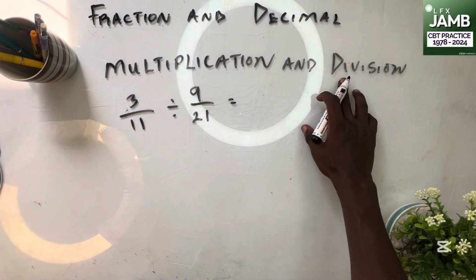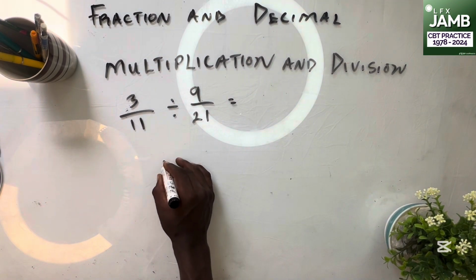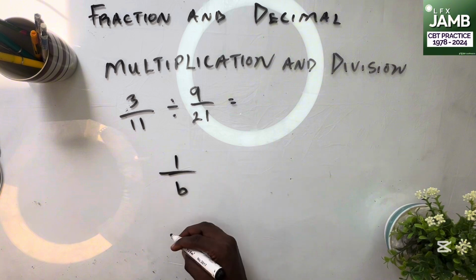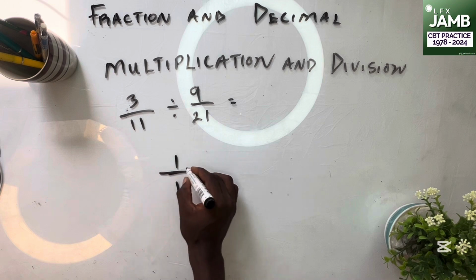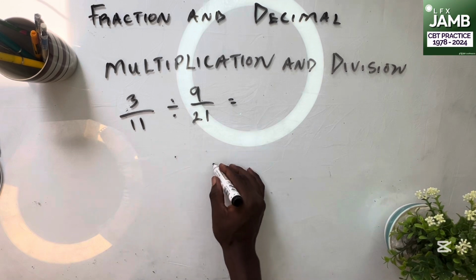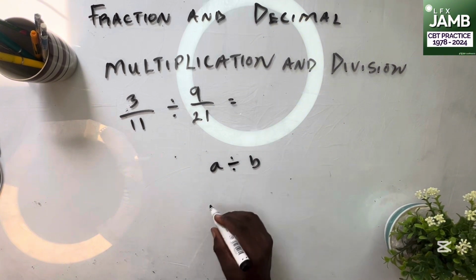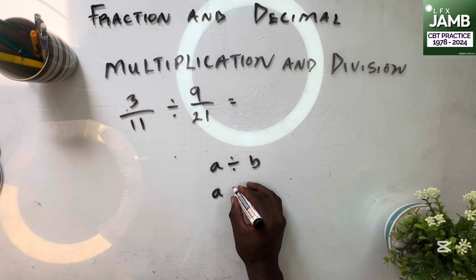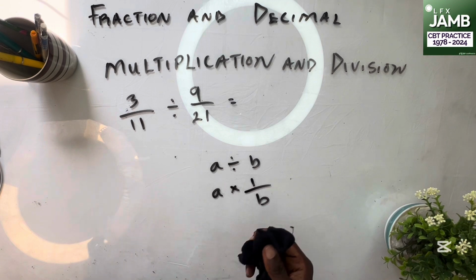In the operation of division of a fraction, we all know that an inverse is 1 over that number, or turning it upside down. So in the operation of division of fractions, division is the inverse of multiplication. Let's say we have A divided by B, and we're having to carry out this division operation. It is A times the inverse of B, which is 1 over B.